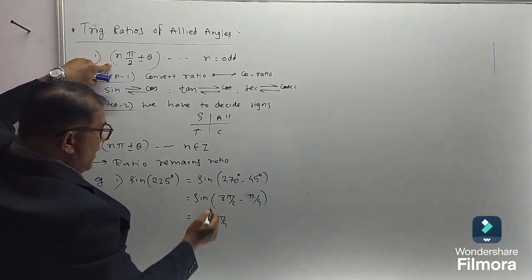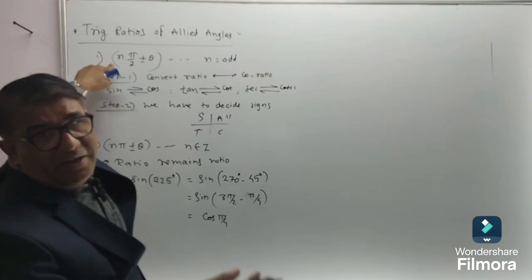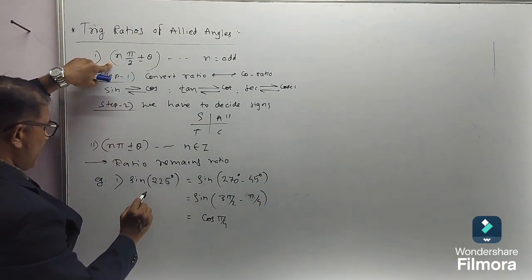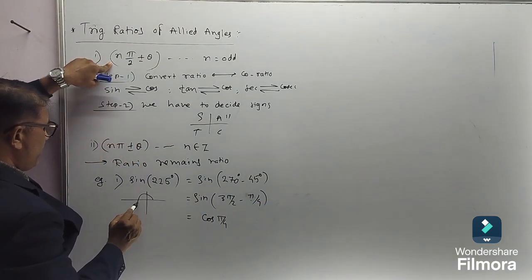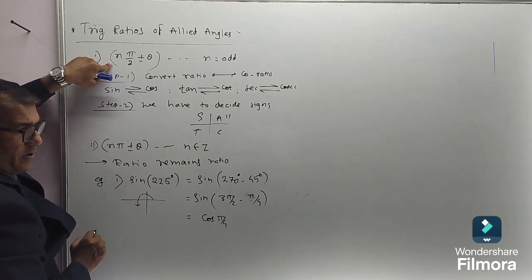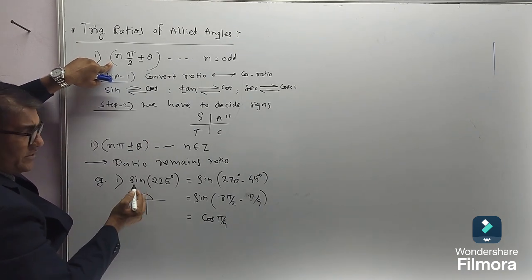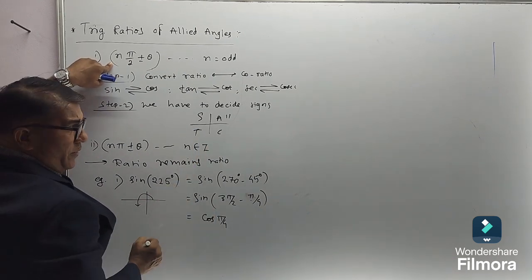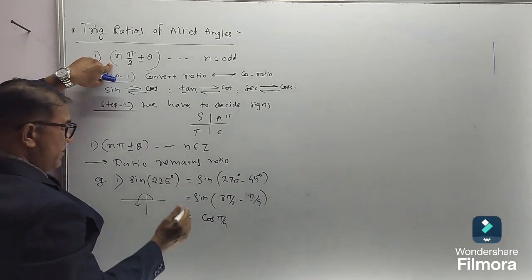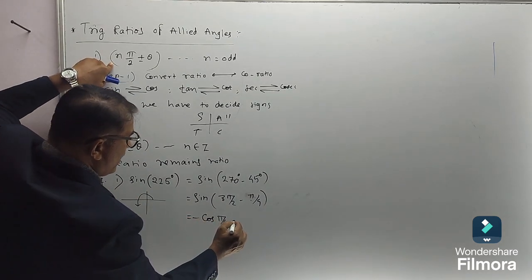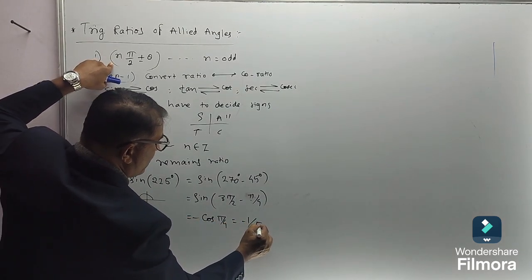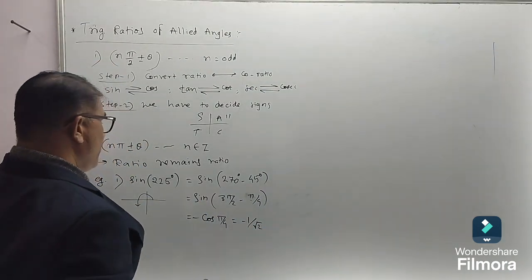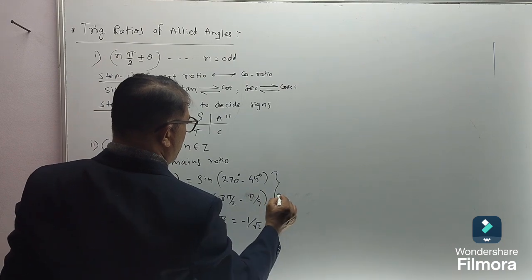Yes, and 225 is in the third quadrant. We know 225 lies in 180 plus 45 or 270 minus 45, in the third quadrant, and in the third quadrant tan is positive, therefore sine is negative, and it is minus 1 by root 2. This is method 1.